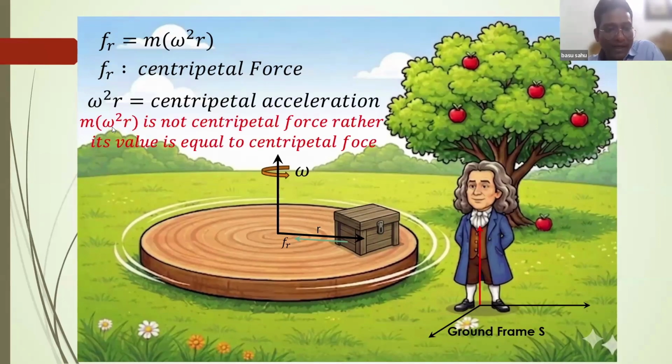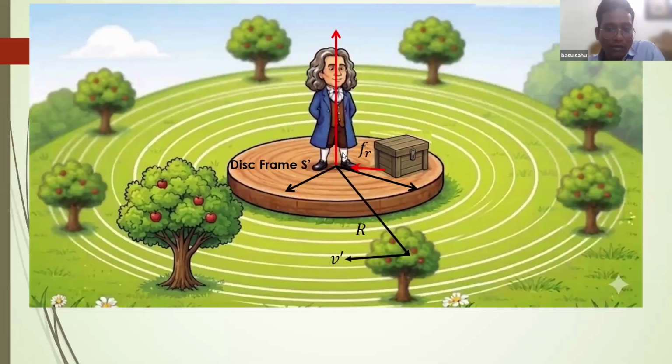Now, m omega square r is not the centripetal force, rather its value is equal to the centrifugal force. This is a typographical error. So just remember m omega square r is not the centrifugal force, rather its value is equal to the centrifugal force. We can say that. What about when we see the same thing from the rotating frame, as dash? How will we explain this?